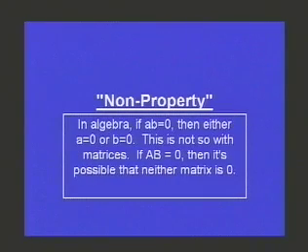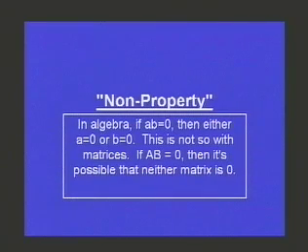There's a property in algebra that says if a times b is equal to 0, then either a is equal to 0 or b is equal to 0. That's how we used to solve a lot of quadratic equations. You might have something like x squared minus 4 is equal to 0. You would factor x squared minus 4, and then you would set the factors equal to 0, and that would tell you what x is equal to. Well, that was using this property. This property, though, doesn't apply to matrices.